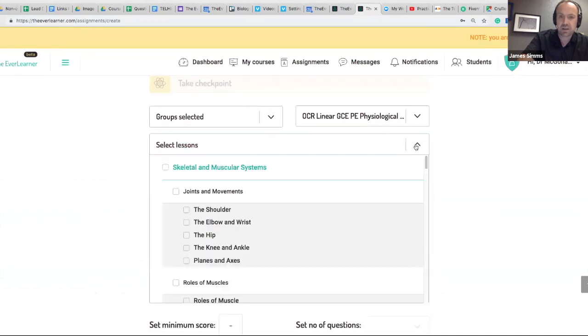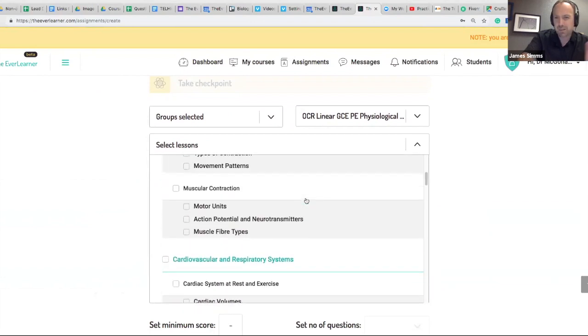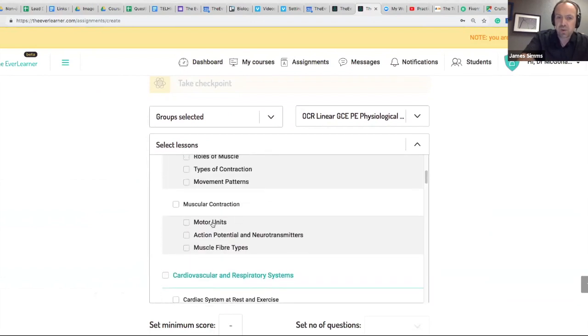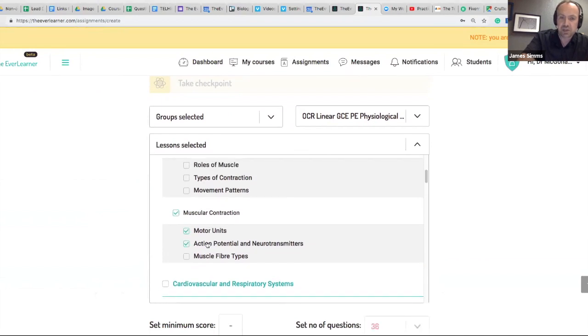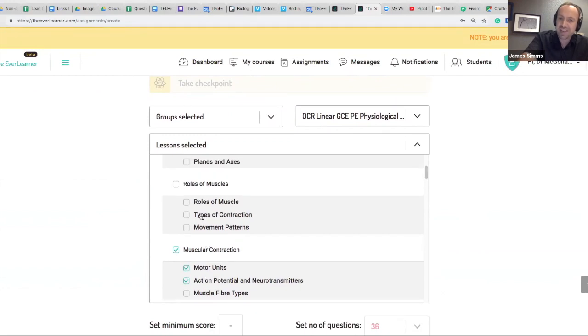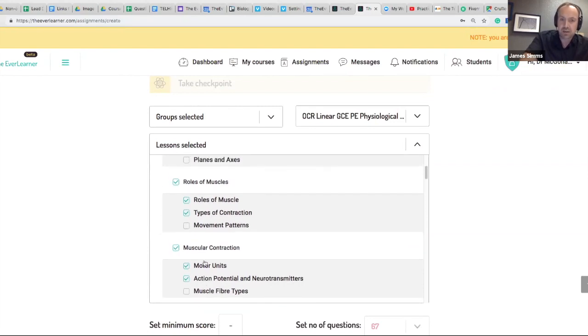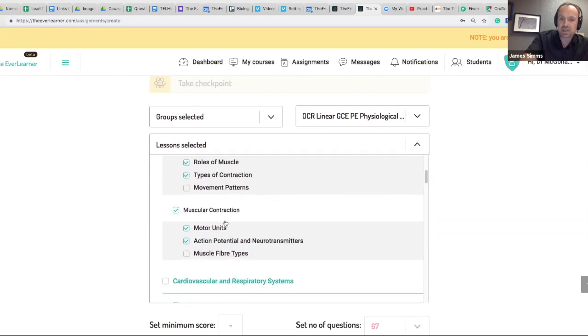Okay, so I've decided that what I want to interleave, I'm kind of just making this up a little bit, but we've just learned motor units, okay? And we've just learned action potential neurotransmitters. But previously, we've learned types of contractions and roles of muscles, okay? And those things have a similarity to them. Conceptually, motor units and action potentials neurotransmitters are ultimately about how contraction of muscle tissue occurs. So I'm going to link that in. So this is the new learning. This is the old learning. And I'm going to set these guys some questions.